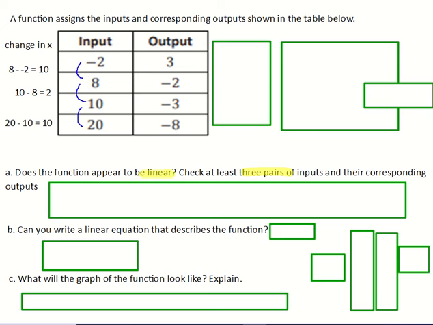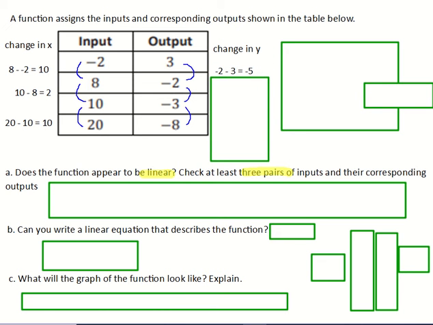Now we're going to calculate the change in the outputs, the change in the y's. So again, you're going to take -2 minus 3, -3 minus -2, and then -8 minus -3. Here are my calculations. Again, you're subtracting. First row, -2 minus 3, you get -5. Next row, -3 minus -2. That's similar to doing -3 plus 2, you get -1. And then the last row, -8 minus -3. So -8 plus 3 is -5. You can use a calculator for those changes.